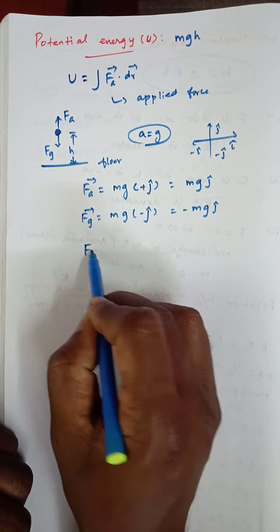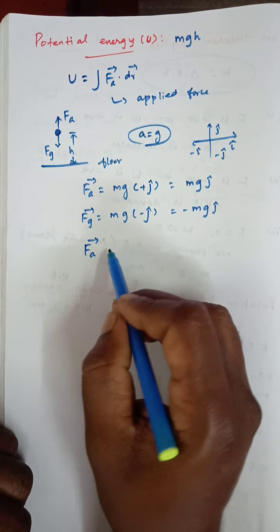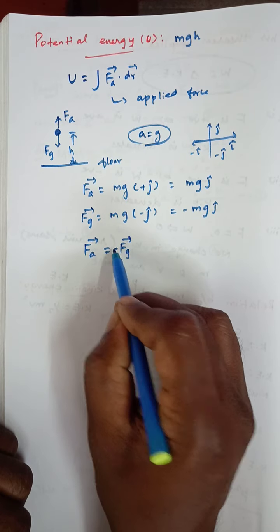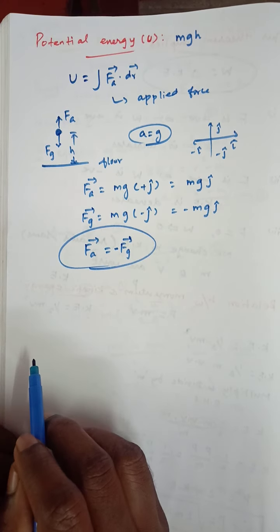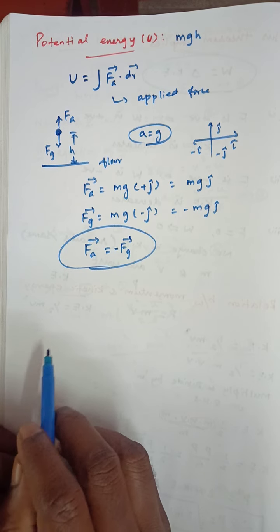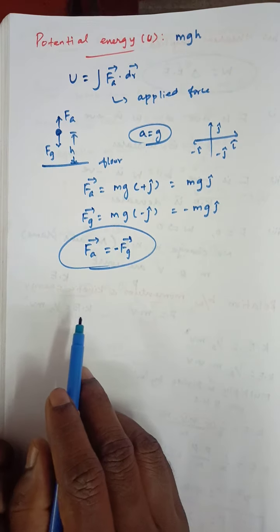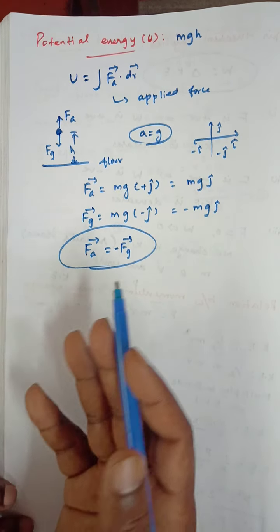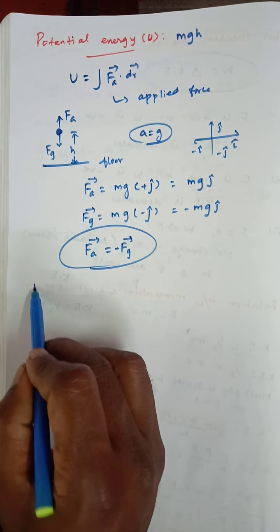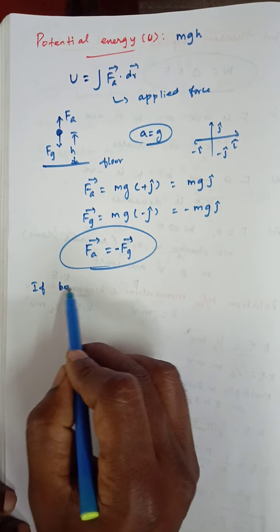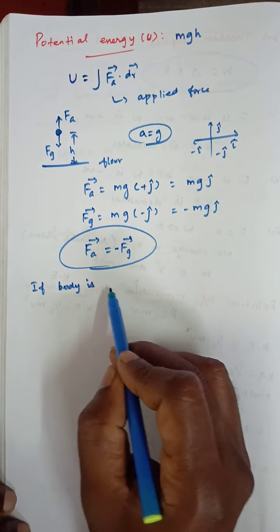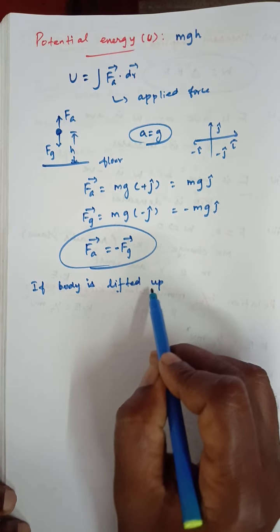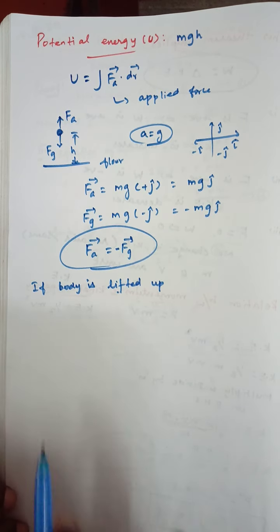So we write the Fa vector, the applied force vector, is equal to the gravitational force. Both are the same only. What is the minus? This is a concept. So that is the force acting on the object which is at rest. Next concept: if a body is lifted up, its velocity remains the same.